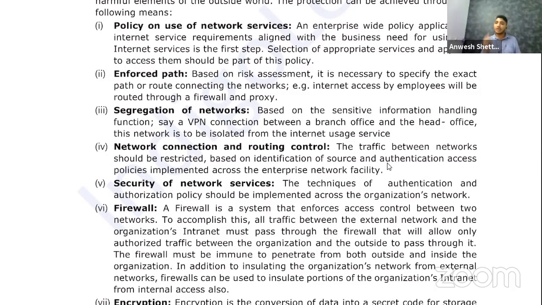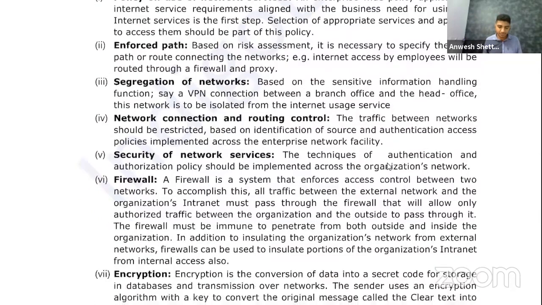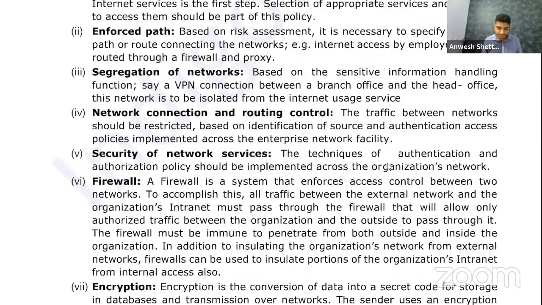Answer is no. So the bank people should tell them, if in case you want to open your private emails, then you should use this computer. You should be connected to this Wi-Fi, not to the banking Wi-Fi. That is what you need to tell them. So enforced path, you need to tell them, if you want to use this computer, use this Wi-Fi, not the main bank Wi-Fis.